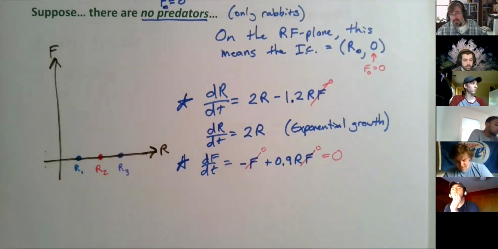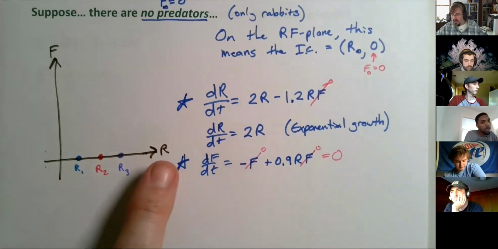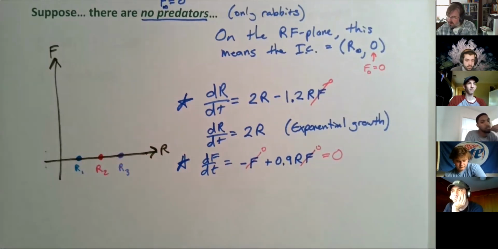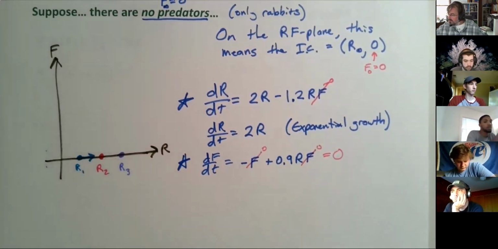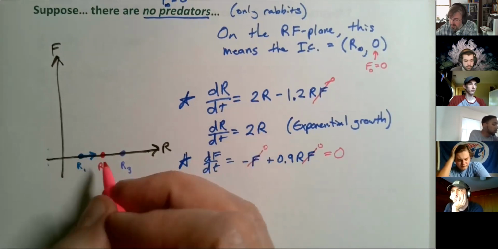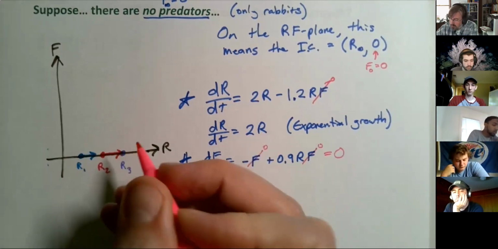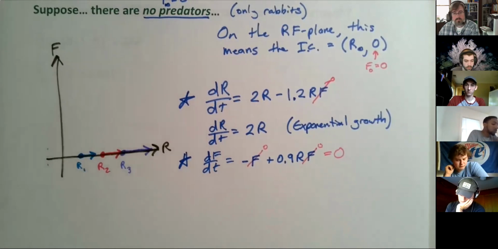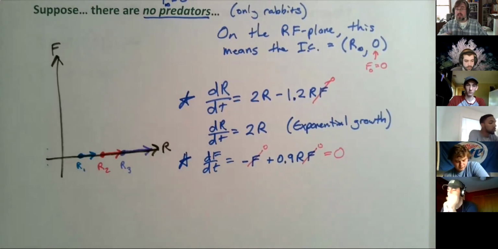But remember, growth on this graph doesn't necessarily mean up. And it doesn't mean at a particular angle. It means growth in the rabbit population alone with no change in the fox population. So that means it can only go to the right. So you would expect this kind of growth. And of course, because R2 is a larger R value, bigger R means bigger growth, which means it's going to have a longer arrow. And R3 is going to have an even longer arrow. Longer arrows because bigger population. The growth is larger because it's proportional. The growth rate is proportional to the population size.